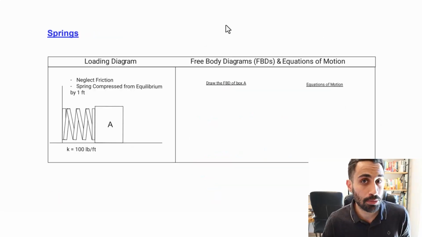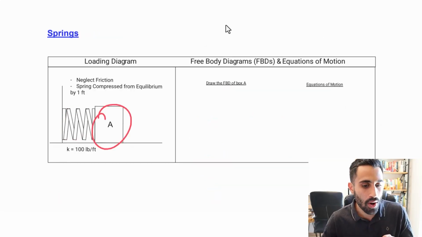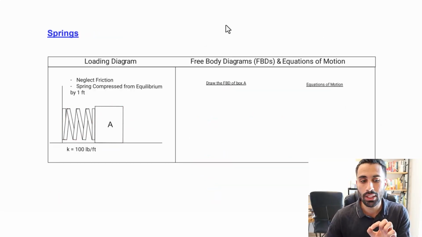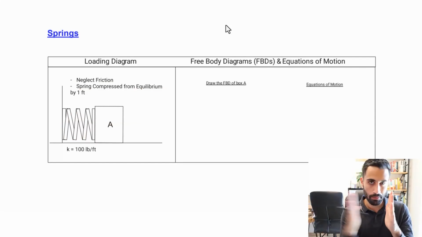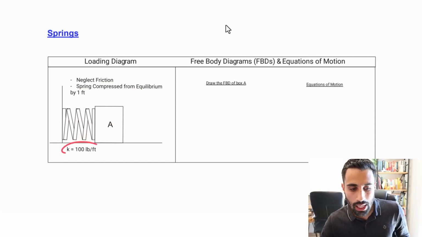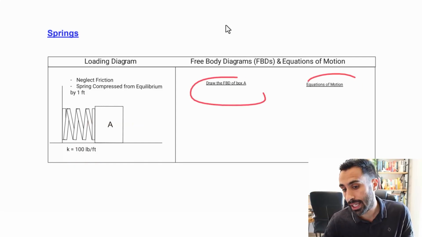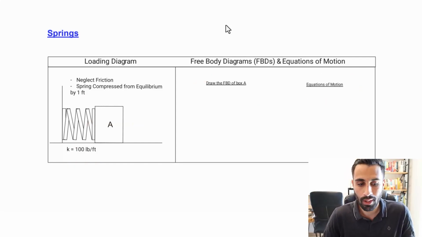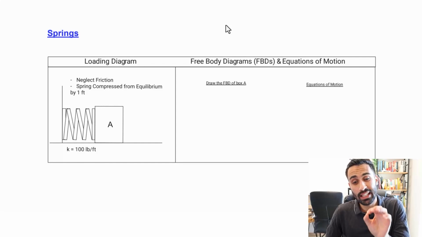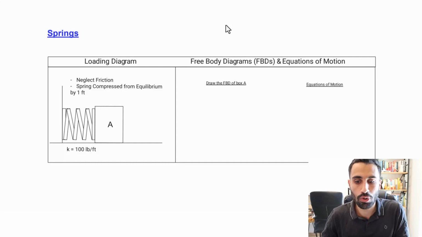What if now we have a spring? So we have a spring, we have a box A. It says neglect friction and the spring is compressed from equilibrium by 1 foot. Compressed, we push it, compressed. So the K value of the spring constant is also given. Draw the free body diagram of box A and the equations of equilibrium. Note, if you attempt this, go with the classic way. But I'm going to tell you, this is going to be incorrect. We have to use the principle of work and energy. Let's go through the traditional way.